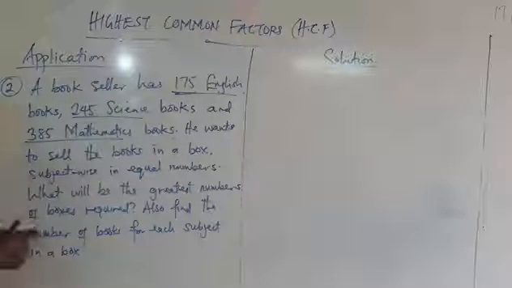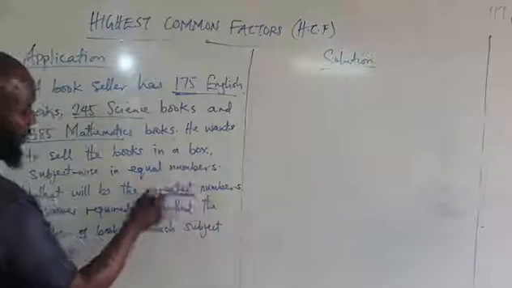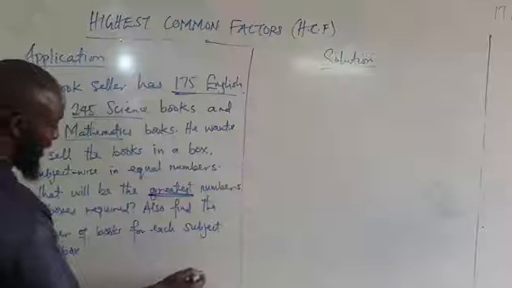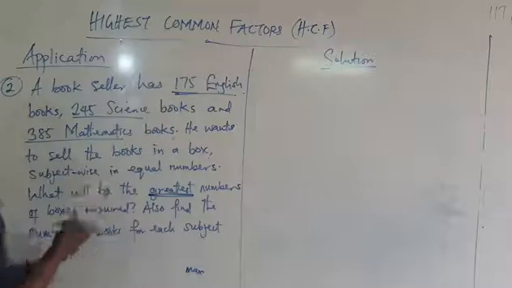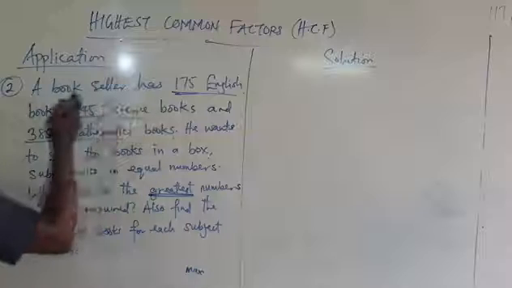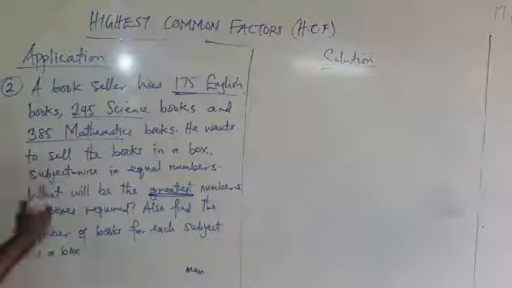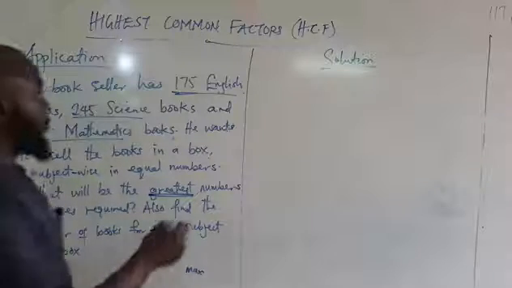So the greatest, take note of it. You can remember the first one was talking about maximum. So anytime you hear greatest, maximum, largest, we are referring to HCF. So the first thing you need to do is find the HCF of 175, 245, and 385. That will tell us the number of boxes that we're going to divide all these into.